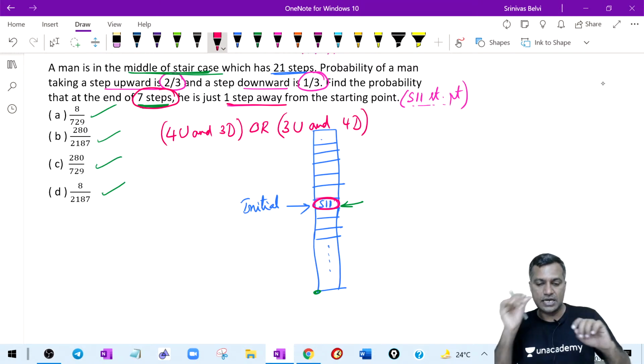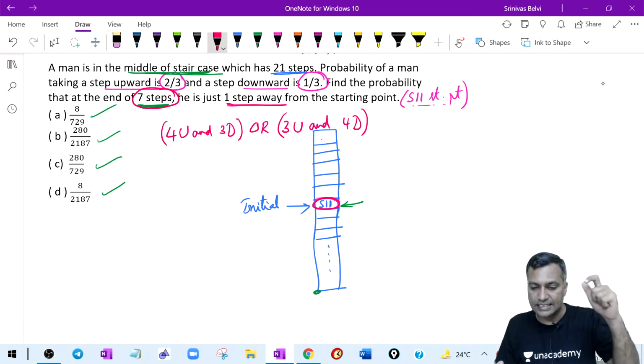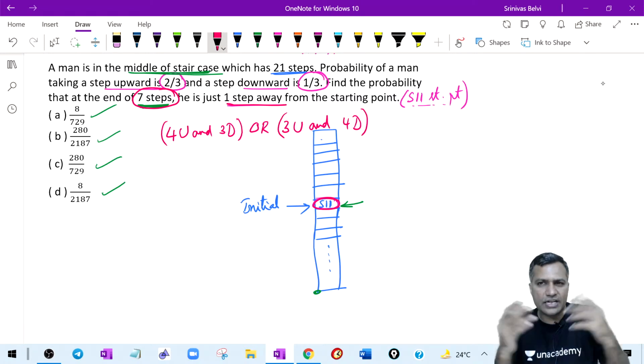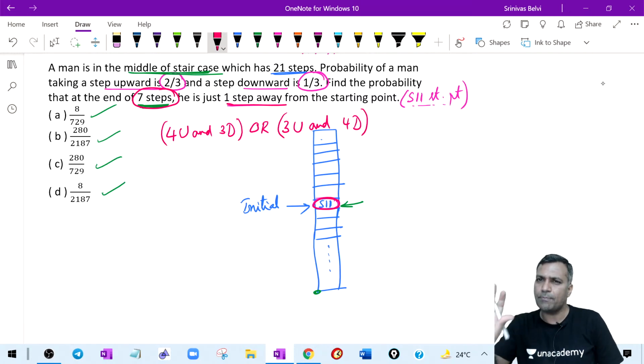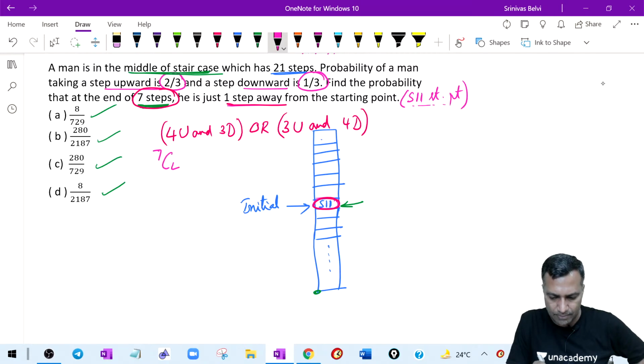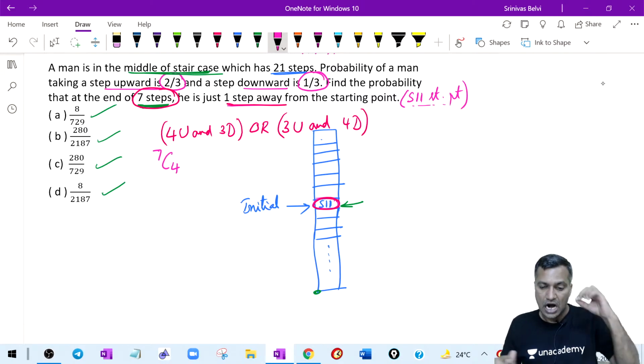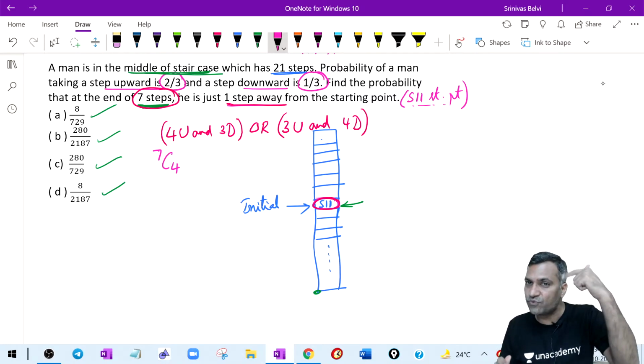What is my first case? What if this guy takes 4 up and 3 down, or this guy takes 3 up and 4 down? Order is not important. In which way he's taking 4 up doesn't matter to me. Fair enough. So he took 7 steps, and out of 7 steps, 4 of them are going to be upward. So you are writing the binomial distribution of probability on this.